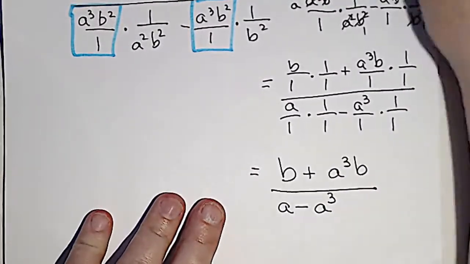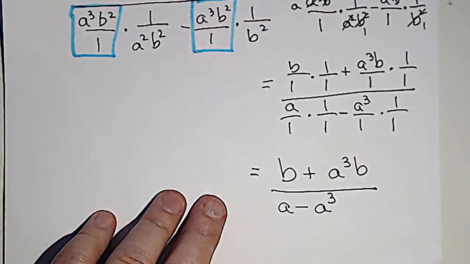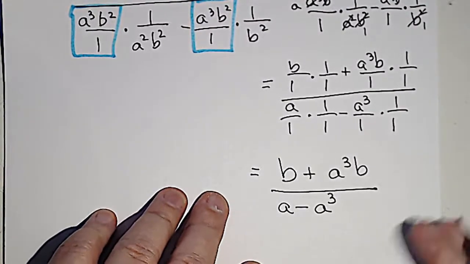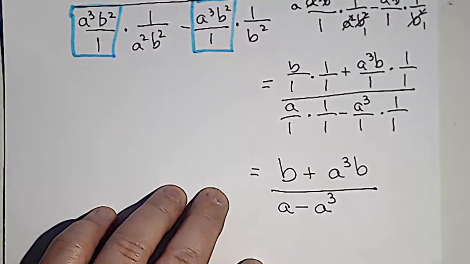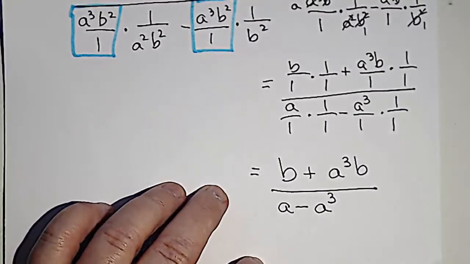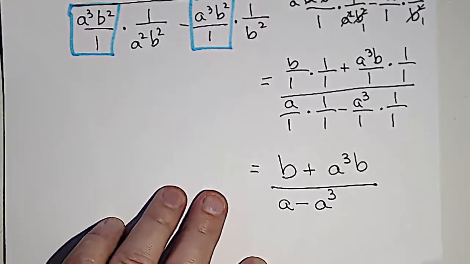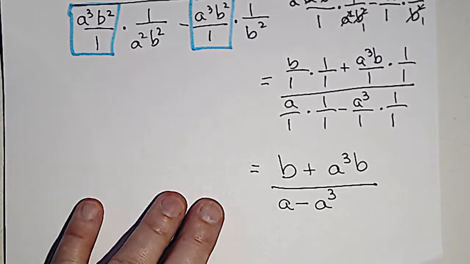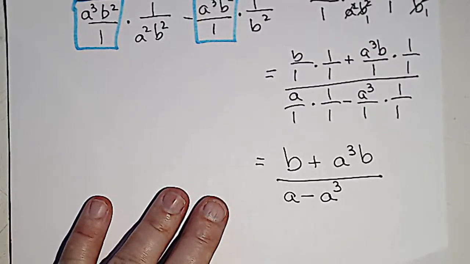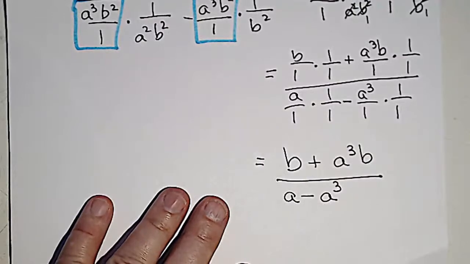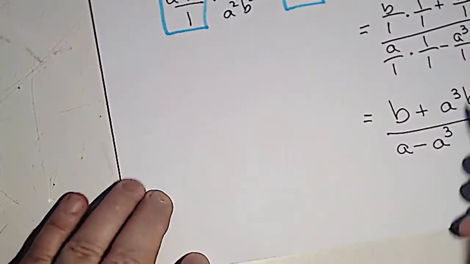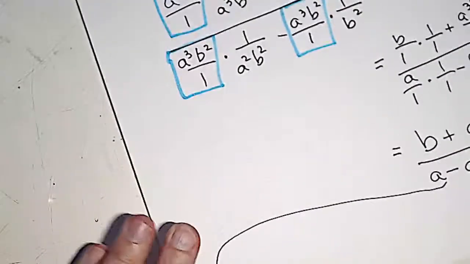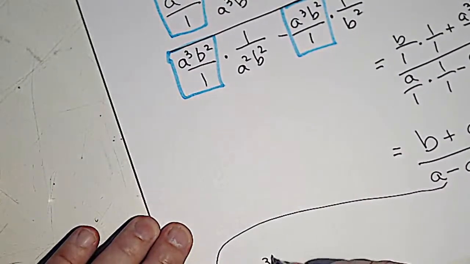If I'm going to trust you with this, and this is a pretty solemn sort of thing. Now, I've got good news and I've got bad news. The good news is it is now a simple fraction. The bad news is it looks to me like some stuff actually simplifies. So let's see if I can do this on this page. Let's see if I can get away with doing a single page. b plus a cubed b all over a minus a cubed.